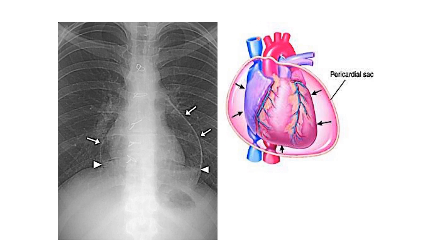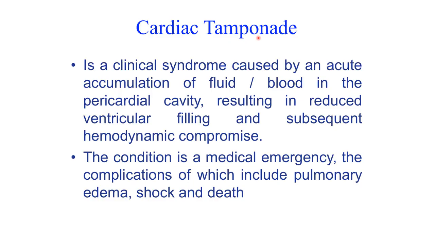You can find patients with this kind of clinical condition whereby there is a massive accumulation of fluid in the pericardial cavity. This leads to the condition called cardiac tamponade. The cardiac tamponade is, of course, a medical emergency, because it compromises venous return, so the blood cannot enter the heart. If the condition is left untreated or not dealt with promptly, the complications may lead to edema, shock, and even death.